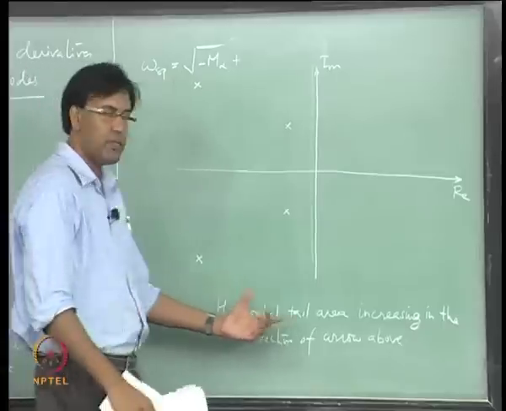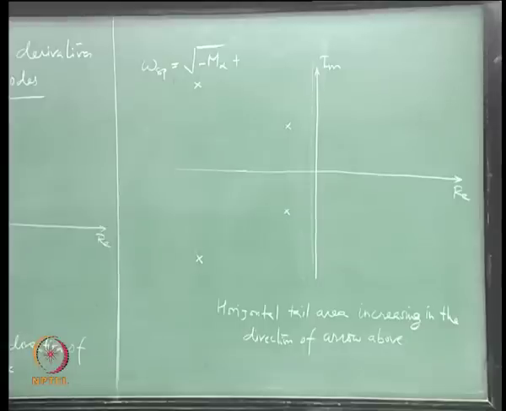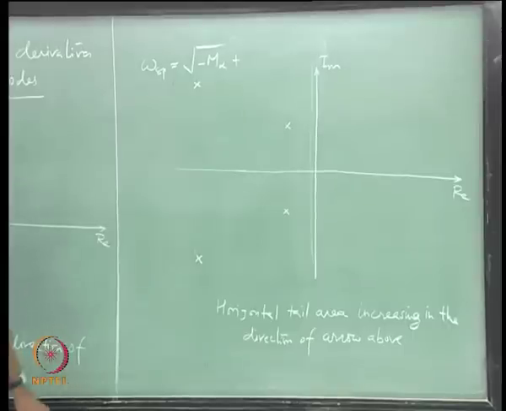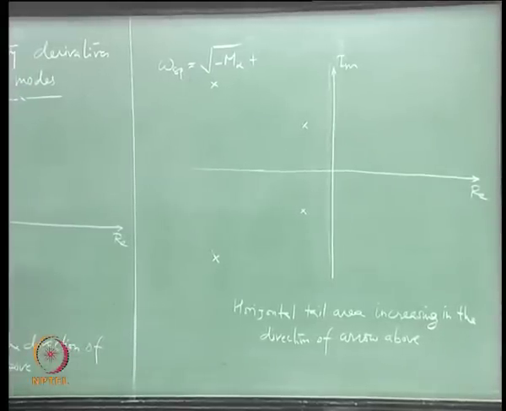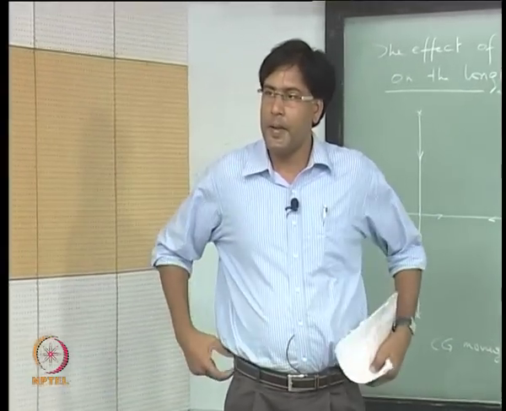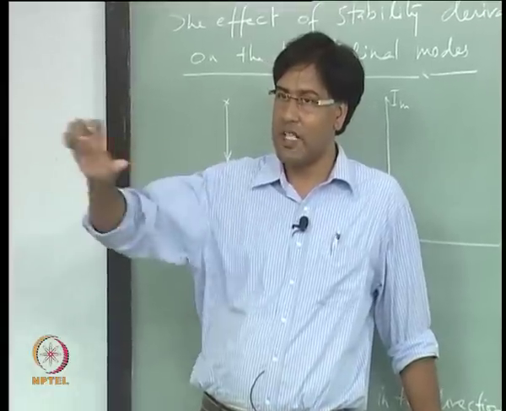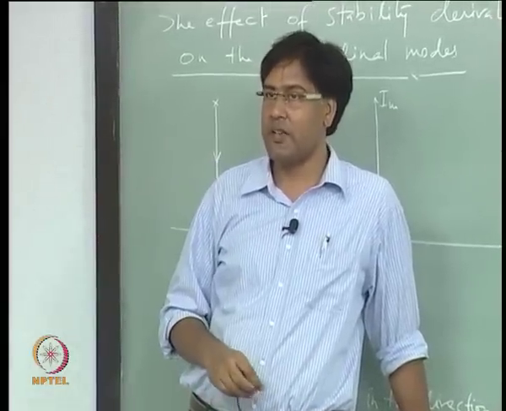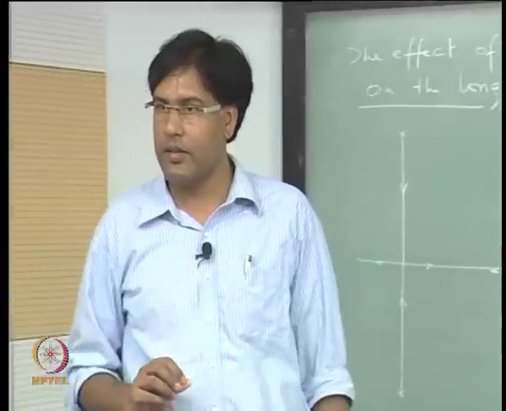What is tail area going to do? If you increase the tail area, it appears somewhere in the expression for Cm alpha. Remember, when we added tail, we increased Cm alpha. So this horizontal tail is also known as stabilizer. Okay, so adding to the Cm alpha. What else? Remember, we also defined the damping term with respect to the tail coming from the pitch rate, right?